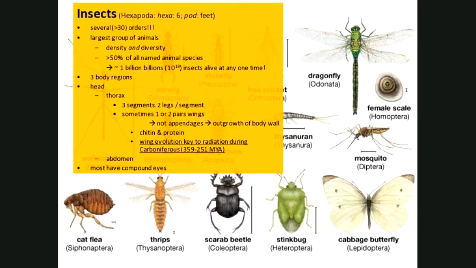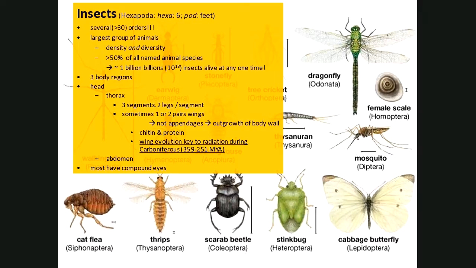Now, wings, folks, are not modified appendages. I said everything about arthropods is all about the modified appendages. You might think of a wing as being a modified appendage like the legs and the mouth-feeding parts, but it's not. It's an outgrowth of the body wall. So it's not technically an appendage. Made of chitin, made of protein, strong but light. And it was these wings that really led to the radiation of insects during the Carboniferous.